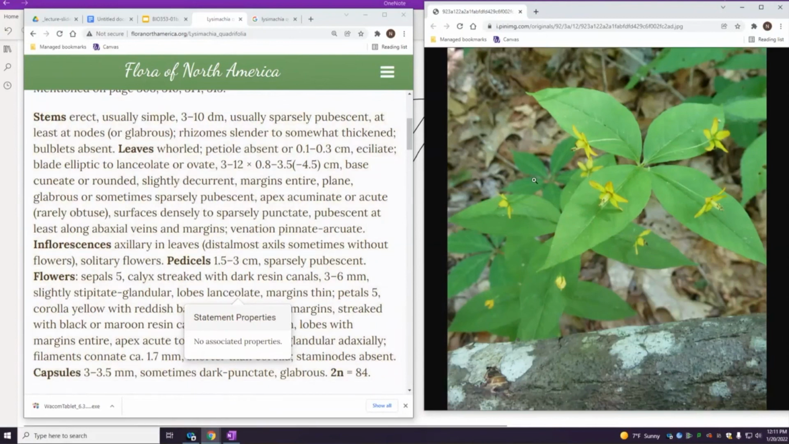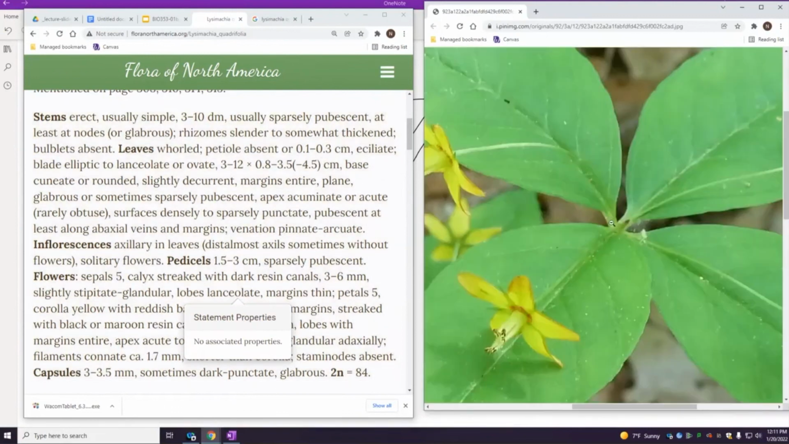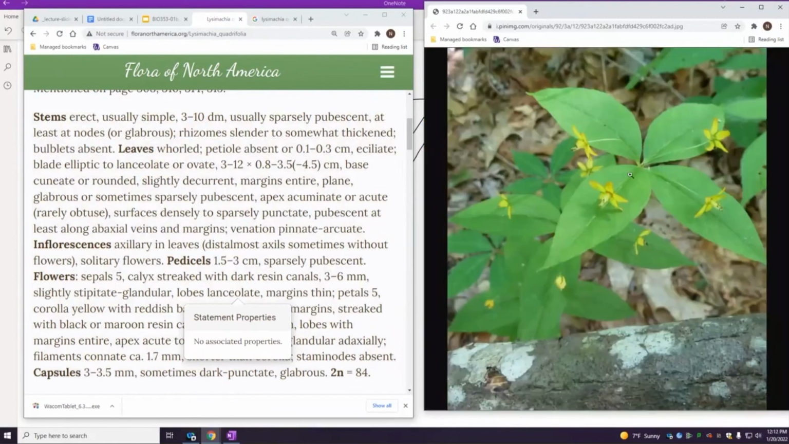Petiole absent or short. I think that makes sense, right? That's technically a little bit of petiole, but you might even be tempted to call that absent. Blades, elliptic to lanceolate or ovate. These ones appear to be pretty wide. I would probably call those ovate. Here's a nice illustration of ovate, where its widest place is about here, closer to the base.